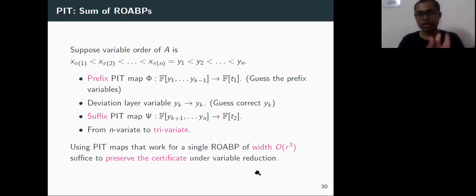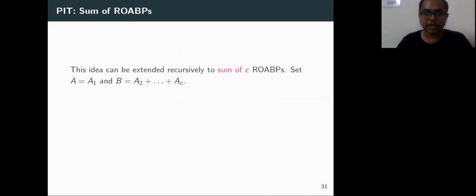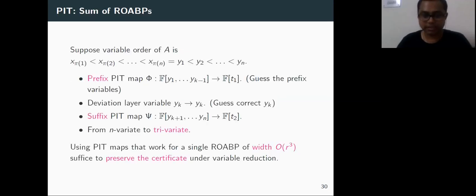So going from n variables to 3 variables, I can say that A will have a ROP in these 3 variables T1, YK, T2, and preserving this, it means that B, at the YK layer, the second layer YK, will not have the same as that of A. So I will preserve this non-zeroness certificate. So this was the very broad idea of this second result.